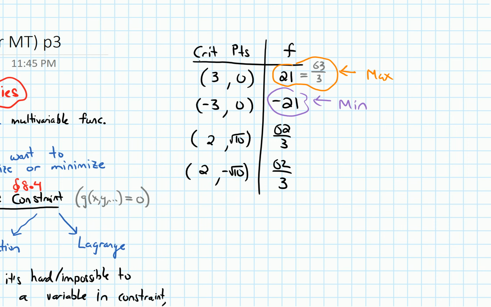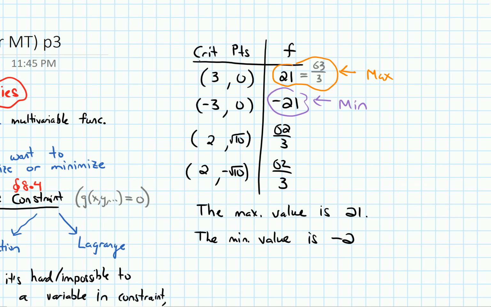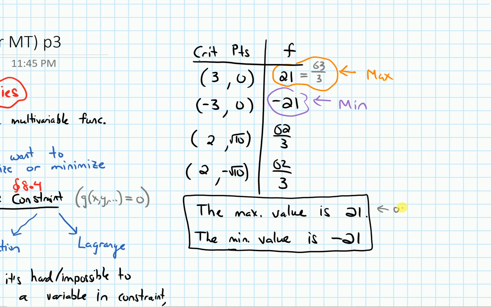So let's write our conclusion, which is the max value. When a question says values, it's asking about the outputs. The max value is 21, and the min value, the smallest possible output, is negative 21. This question did not ask me to write down where they occur, but if I needed to write down where they occur, I would say that the max occurs at 3, 0, and the min occurs at negative 3, 0.